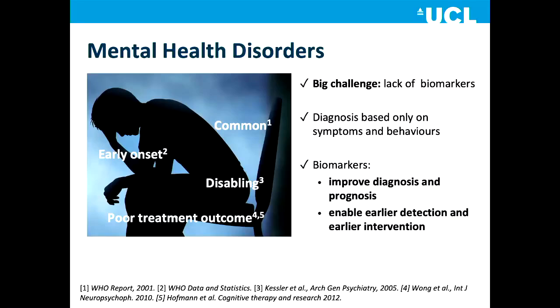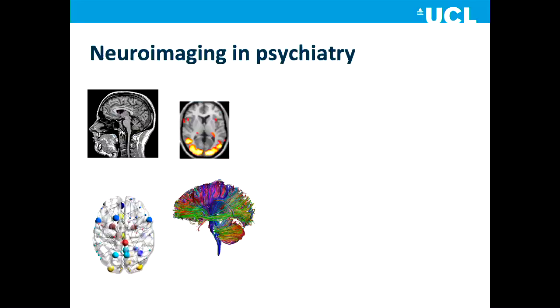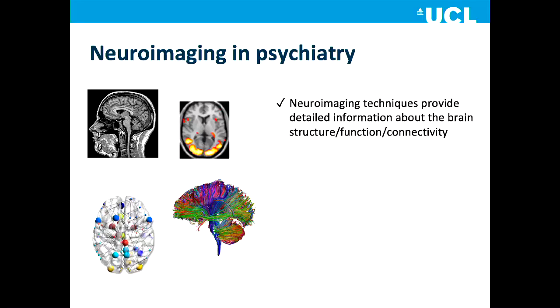So if we start thinking about potential biomarkers for mental health and psychiatry, one thing we can think of is neuroimaging. Neuroimaging has been around for more than 30 years now, and it can provide very good information about the brain structure, function, and connectivity. And if you assume that something is happening in the brain in these disorders, we should expect to find some information in this neuroimaging data that could help us. And so it has potential as a biomarker.